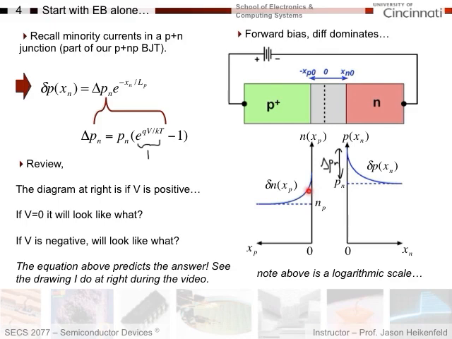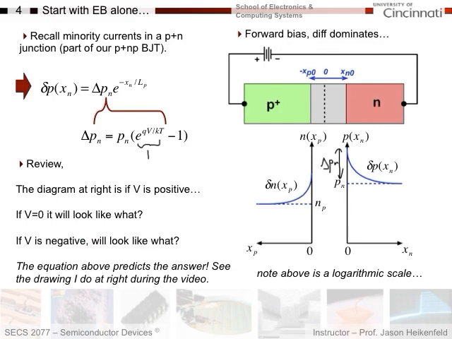Next question, and this will be important as we look at the base collector region of a BJT. If the voltage is negative, what will it look like? Well, look at the equation here. That gives you all the answers you need. If you look at the equation here, you notice that for that case, let's see if I can erase this. It doesn't want to let me erase it, so I'll just write over it.